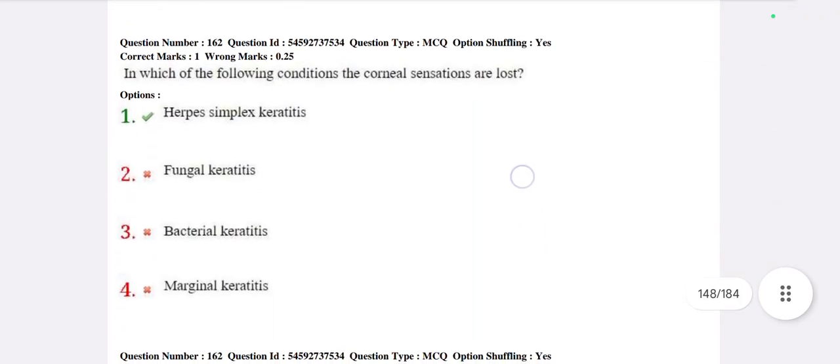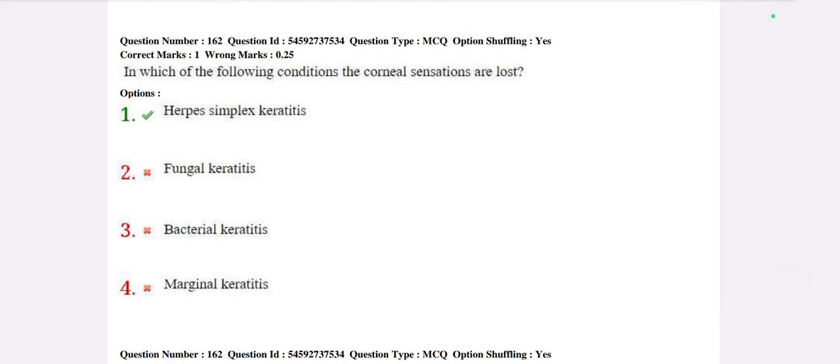Next question is, in which of the following conditions are the corneal sensations lost? Herpes simplex keratitis, second fungal keratitis, third bacterial keratitis, fourth marginal keratitis. Correct answer is herpes simplex keratitis.